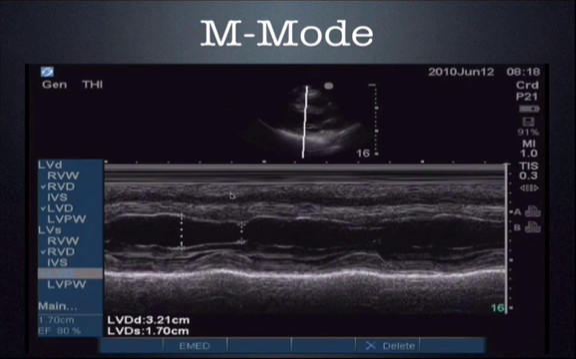And you can see this subtle anechoic stripe, or black stripe, here. This corresponds with the right ventricular outflow tract. This would be the interventricular septum. And then this right here would be the left ventricular chamber. This here would be the posterior lateral wall of the left ventricle. And this bright white line, or hyperechoic line, is your pericardium. And that's seen right here.